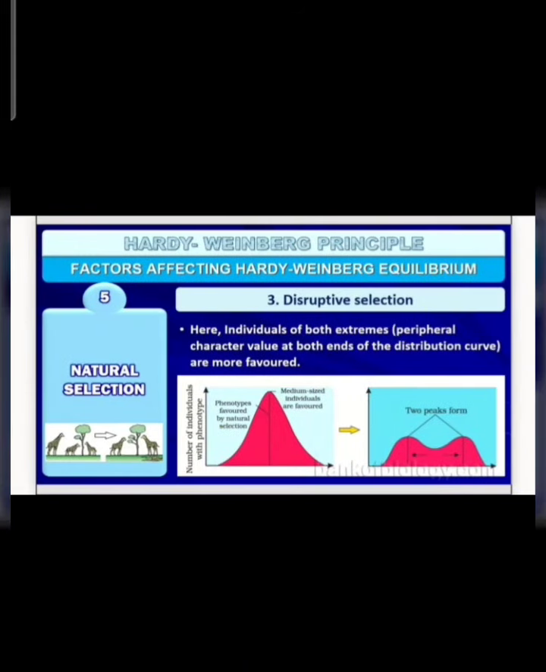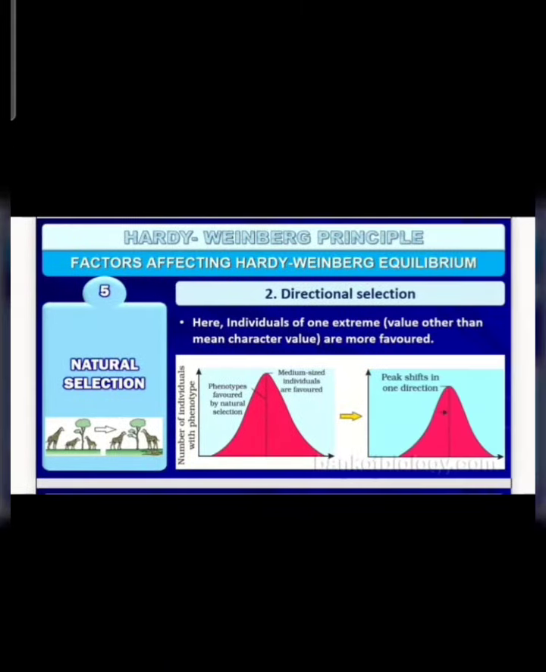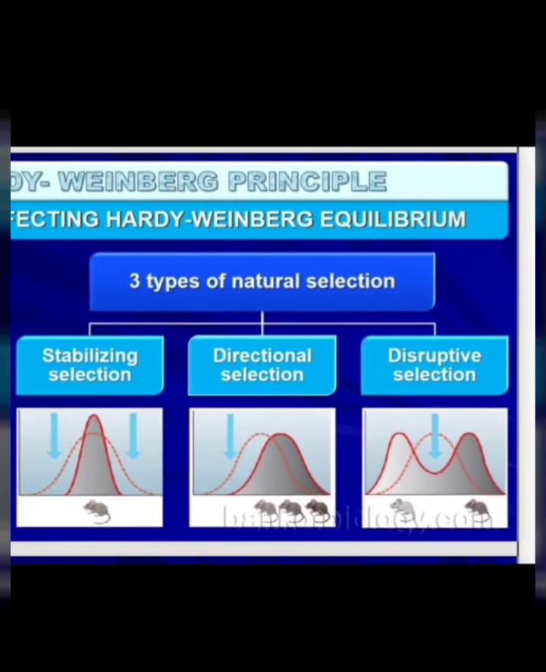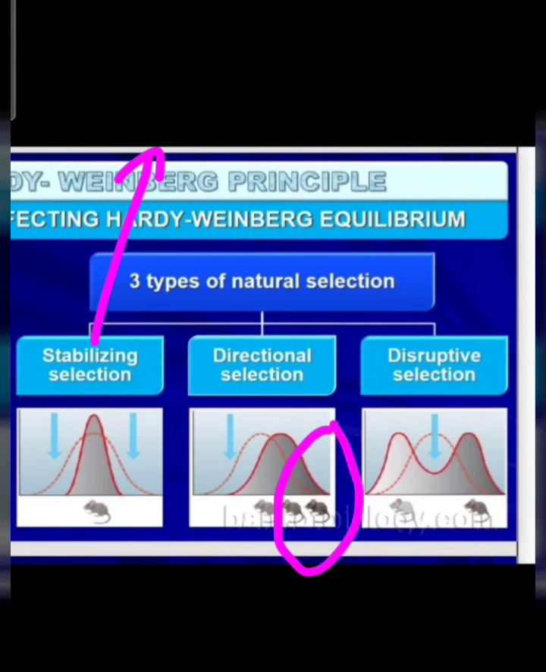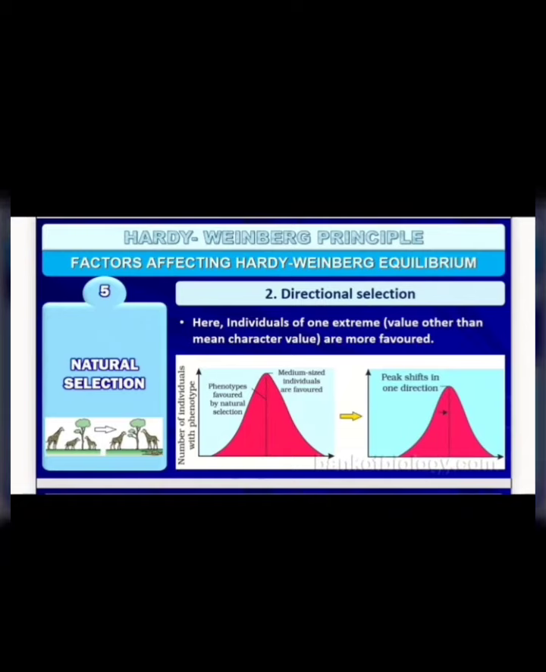Next, disruptive selection. Here individuals of both extremes, with peripheral character values at both ends, are more favored. Then we call it disruptive selection. You can see it through this picture. If only the majority mean type is selected, it is stabilizing selection. If one type of species at an extreme end is more favored, and nature is favoring only those species, it becomes directional selection. In disruptive selection there are two different varieties and both are favored. So these are the three types of natural selection.